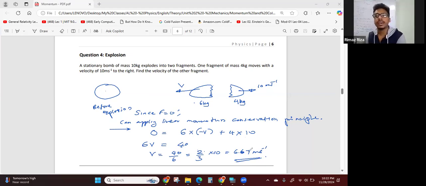If anyone has any question, you can ask. Always remember, momentum is a vector quantity. You have to consider a particular direction. So I consider the right side, and I consider momentums positive, and then the opposite directions are negative. Okay, let's move on to the next question.